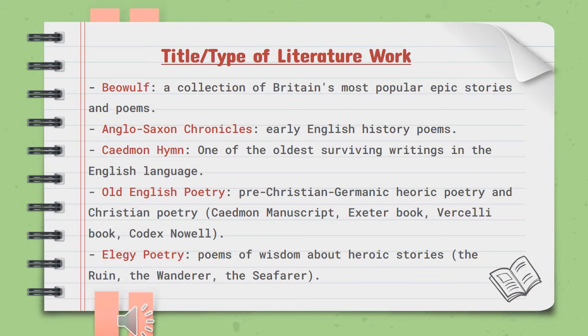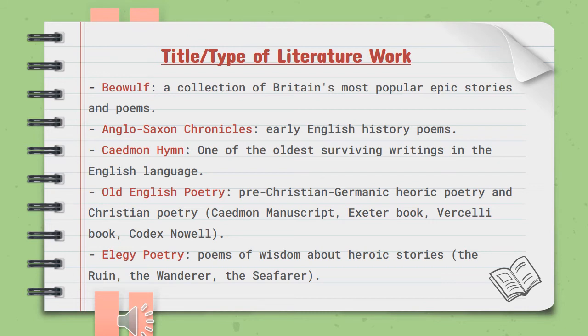The fourth is about literature work of Old English literature. Title or type of literature works. The first, Beowulf, is a collection of Britain's most popular epic stories and poems. The second, Anglo-Saxon Chronicles, is early English history poems. The third, Caedmon's Hymn, is one of the oldest surviving writings in the English literature.